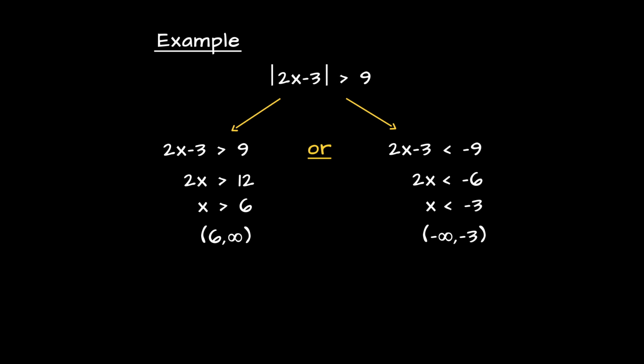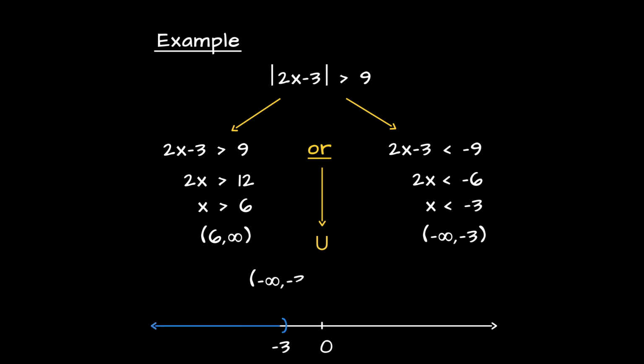Finally, we need to remember that the word or is asking us to take a union of our two solution sets, so that the final answer here and the final solution of our original inequality will be the union of the interval from minus infinity to negative 3 and the open interval from 6 to infinity.